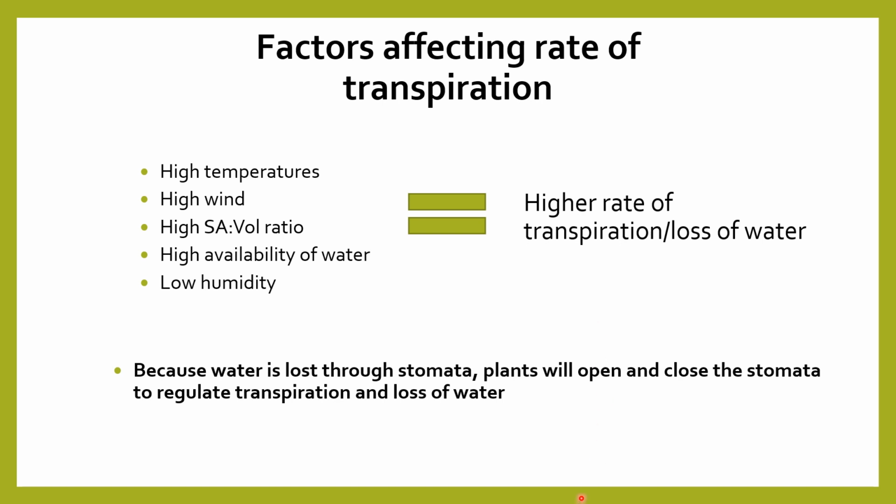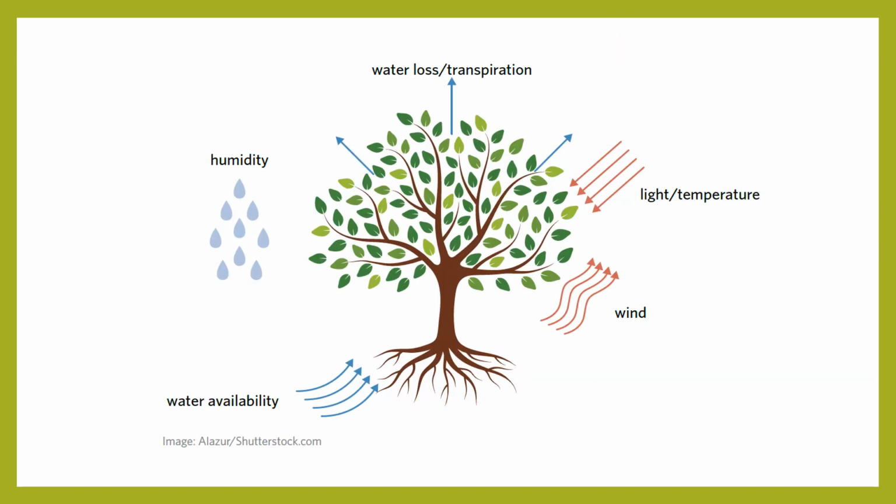Because water is lost through the stomata, plants will open and close their stomata to regulate transpiration and water loss, and this is one adaptation plants have to help them survive. And this is just a summary picture of the factors that affect the rate of transpiration, and we're actually going to do a prac on this, so you'll get to investigate this on your own.